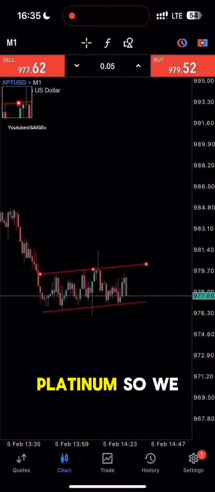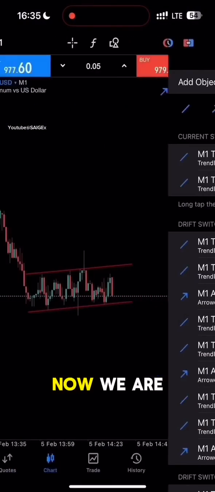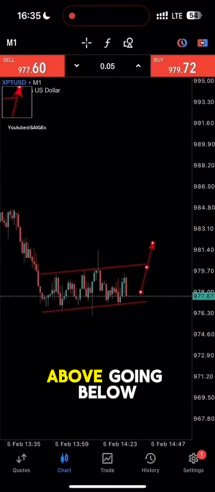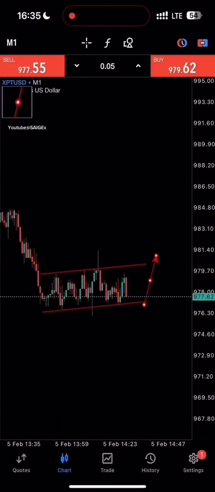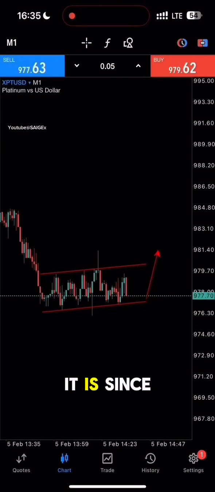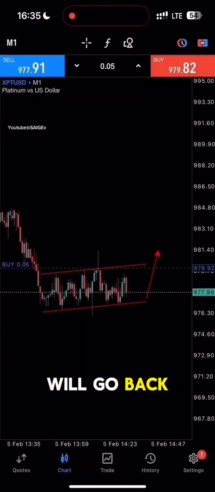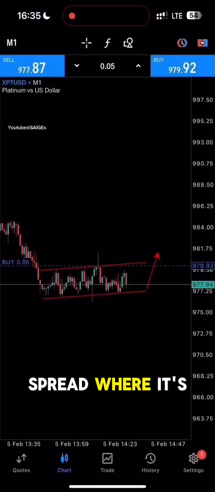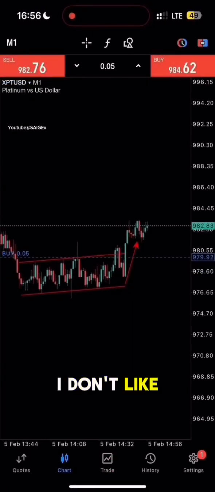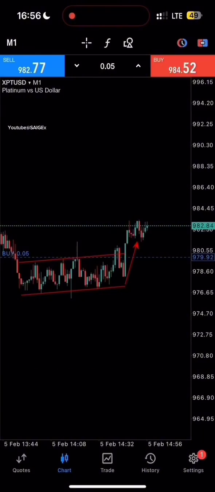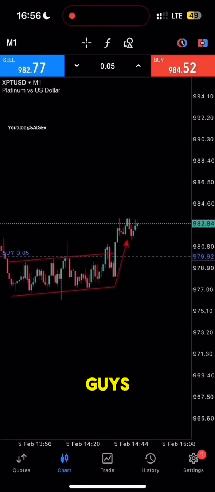So here we are in platinum. We're trading platinum. So we identified another trend. Now we are setting up our trend line. This one is a bearish flag. It's coming from above, going below. Since it's in the trend line, it's going up and down, it's not ready to break. It hasn't been breaking the trend line, so definitely it will go back up. Hey, look at the spread, guys. I don't like this at all, but nevertheless, boom, would always make it out alive, guys.